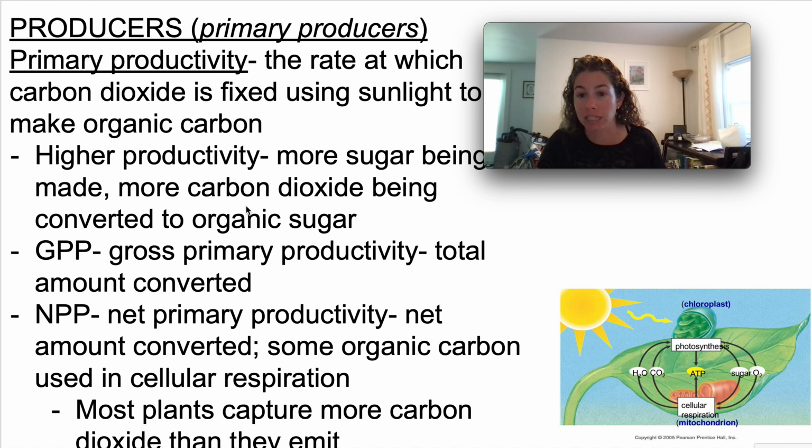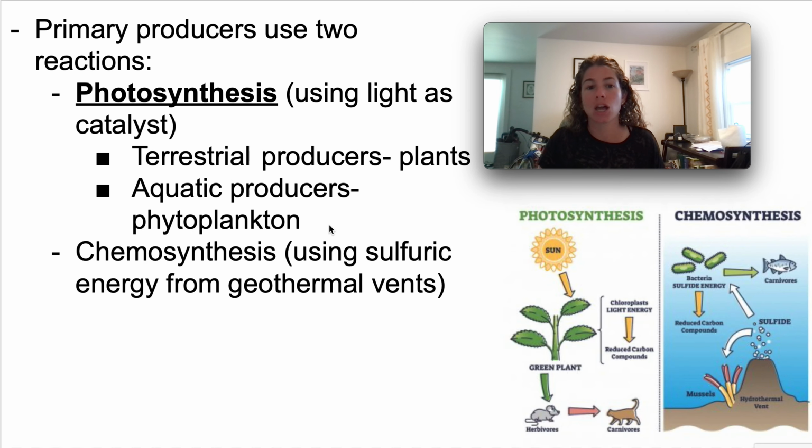Most plants, fortunately, capture more than they need. And so they store it, and when they store it, they get eaten. And then we use it. Hooray for us. There's two reactions. I said there was one reaction in photosynthesis, but there's actually another way that producers can make organic carbon, and that's chemosynthesis. So photosynthesis uses light as the catalyst to convert inorganic carbon into glucose, into sugar.